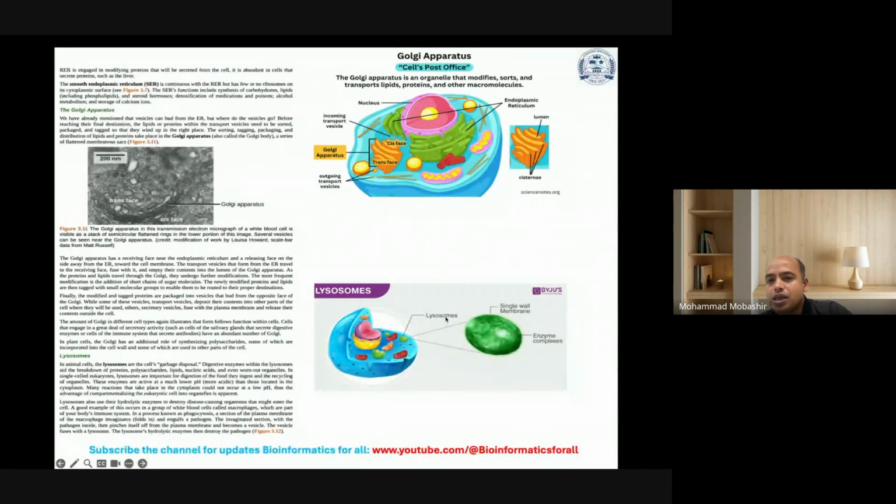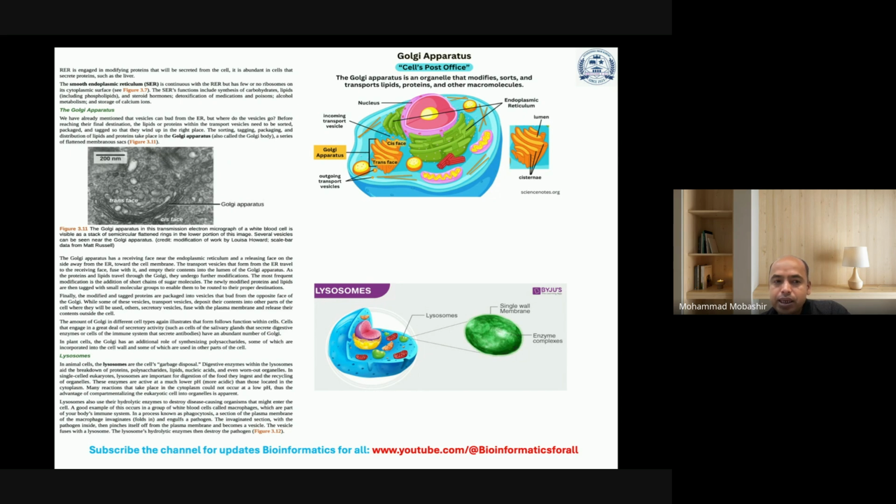Then it comes to lysosomes. The lysosome is a very important cell organelle. And here you can see what it says: lysosomes are the cell's garbage disposal. These are the terms which you need to remember if you are writing competitive exams. Digestive enzymes within the lysosomes aid the breakdown of proteins, polysaccharides, lipids, nucleic acids, and even worn-out organelles.